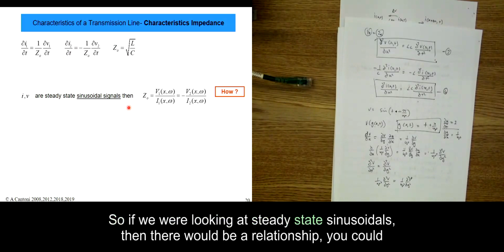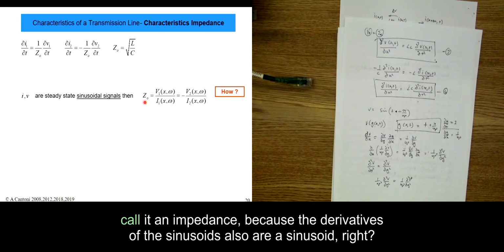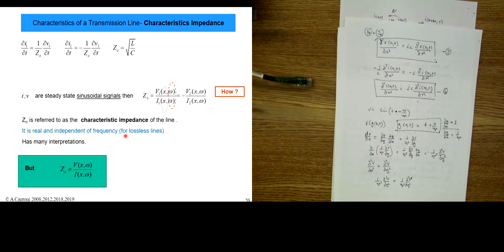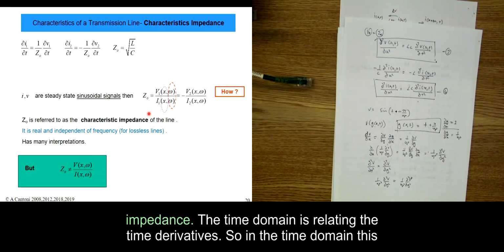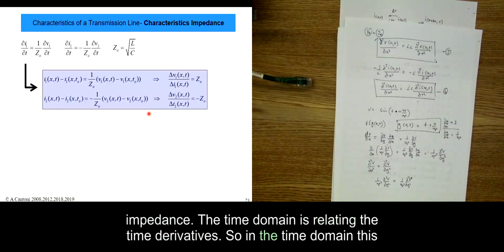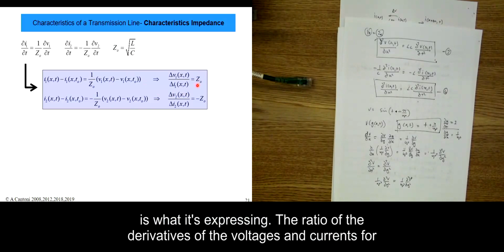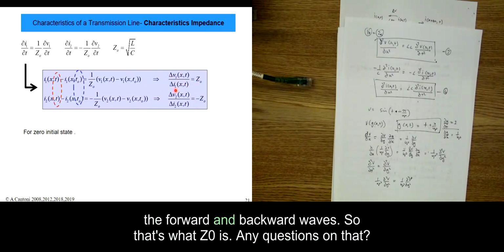So if we were looking at steady state sinusoids, then there would be a relationship you could call an impedance, okay? Because the derivative of a sinusoid is also another sinusoid, right? So in sinusoids and also in Laplace, Z0 can be considered a real impedance, right? For the time domain, it's relating the time derivatives. So in the time domain, this is what it's expressing: the ratio of the derivatives of the voltages and the currents for the forward and backward waves. So that's what Z0 is.